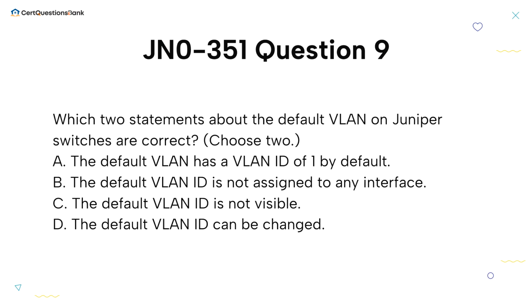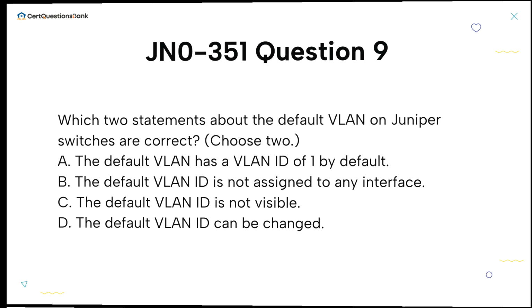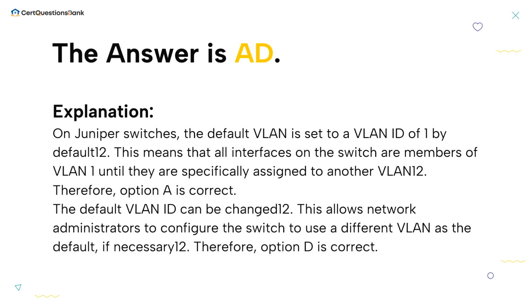Which two statements about the default VLAN on Juniper switches are correct? Choose 2. A. The default VLAN has a VLAN ID of 1 by default. B. The default VLAN ID is not assigned to any interface. C. The default VLAN ID is not visible. D. The default VLAN ID can be changed. The answer is A and D.